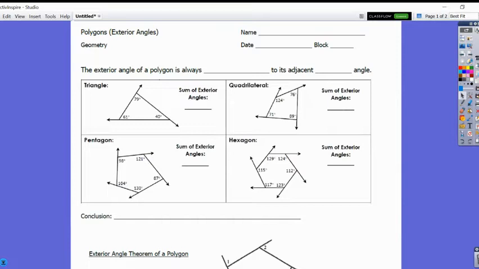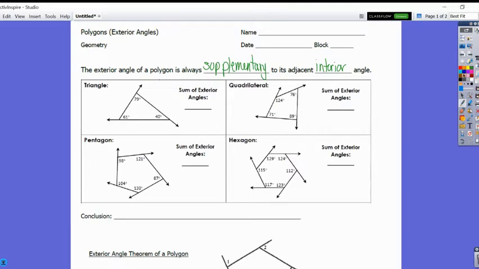We're going to continue on with polygons, and this time we're going to focus on the exterior angles that you can find with them. So to begin, let's remember that when you look at the exterior angle of a polygon, it's always going to be supplementary with the adjacent interior angle. So the interior angle and the exterior angle are supplementary. This is telling you that the interior angle and the exterior angle always create a linear pair.